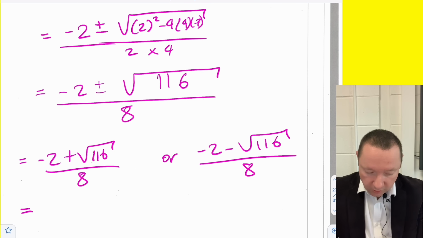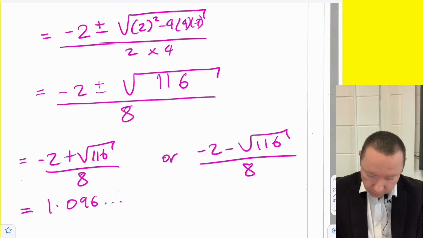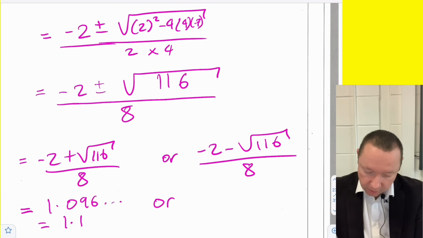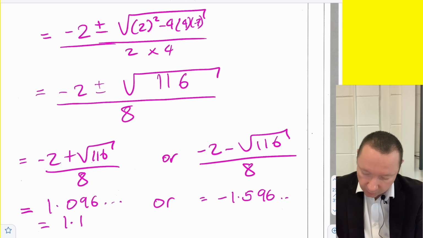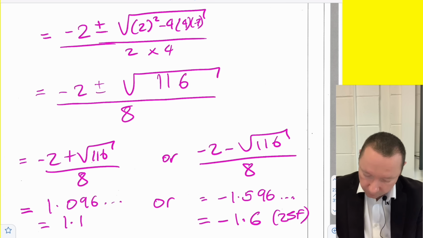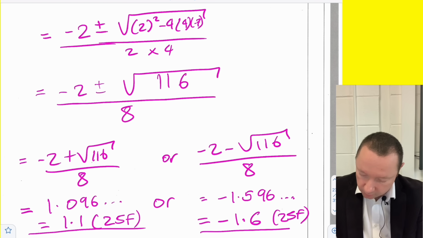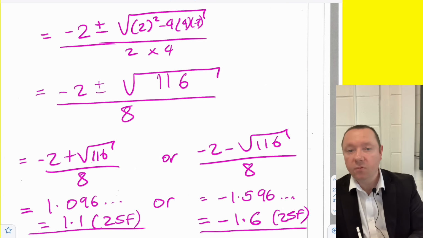First answer I get 1.096, or about 1.1. And the second answer, I get minus 1.596, and a bunch of numbers, or if I want to round that, minus 1.6. The two significant figures for both of them. And that's me done. I've rounded it. 4 marks.